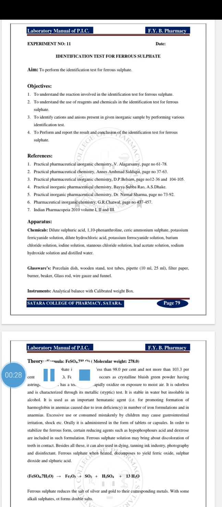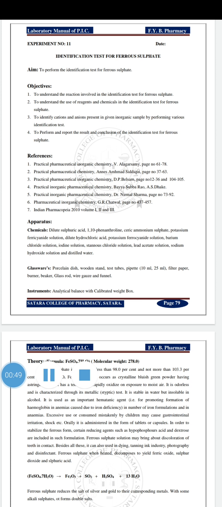the use of reagents and chemicals in the identification test for ferrous sulfate, and then identify cation and anion present in a given inorganic sample by performing various identification tests, and to perform and report the result and conclusion of the identification test for ferrous sulfate.